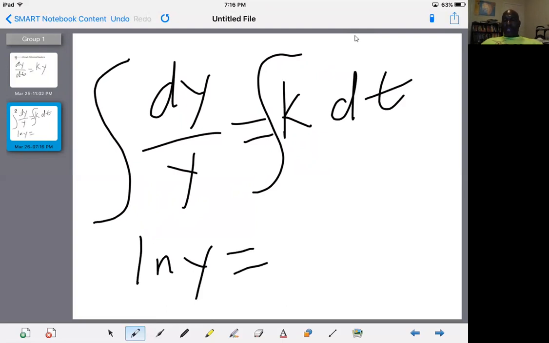And now remember, k is some constant. The right-hand side is being integrated with respect to the variable t. So the integral of k with respect to t is just kt plus some constant. So I haven't solved it yet. I've integrated, but I haven't solved it.